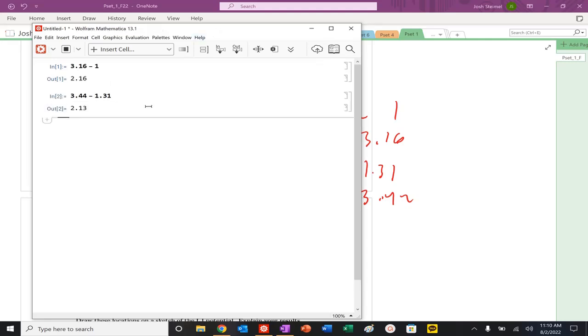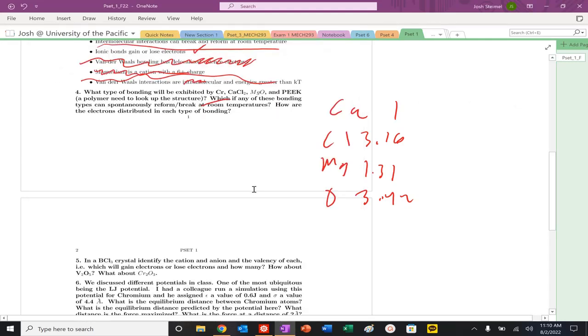Let this guy think, 2.16. Yep, we are ionic. So there we go. They're going to share electrons, and PEEK is going to be a polymer. Polymers are going to have covalent bonds. You can see in PEEK that it will also have basically intermolecular interactions.